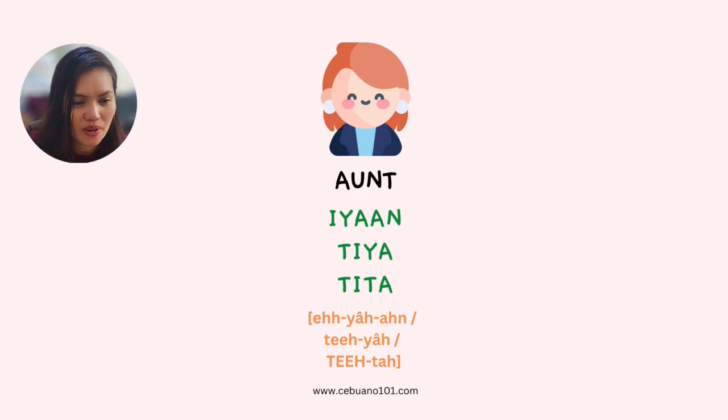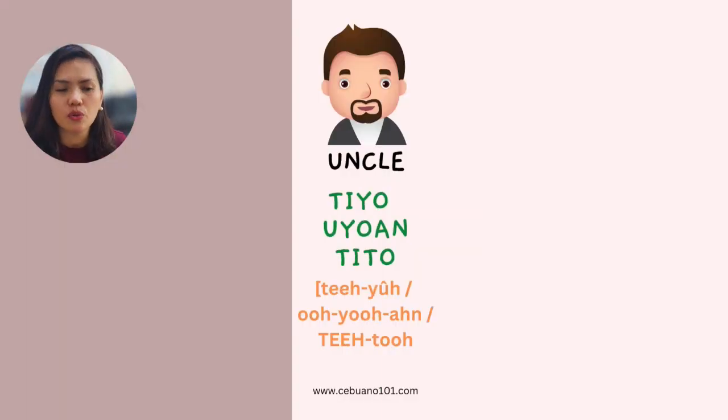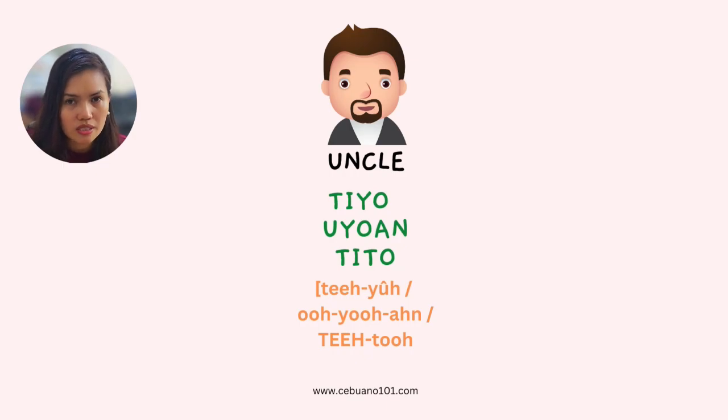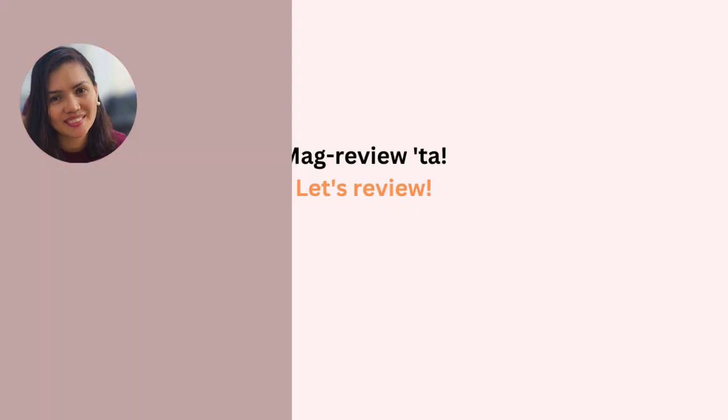All right, next one, we have uncle, uyuan. The same with the aunt, we have three words for uncle as well. So, uncle is uyuan, next is tio, and the last one is tito. For me, I usually use tito if I address my uncles, or to.